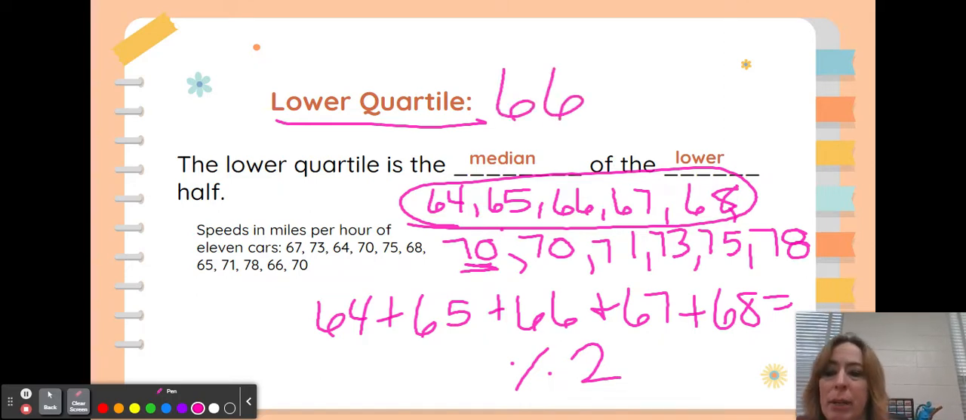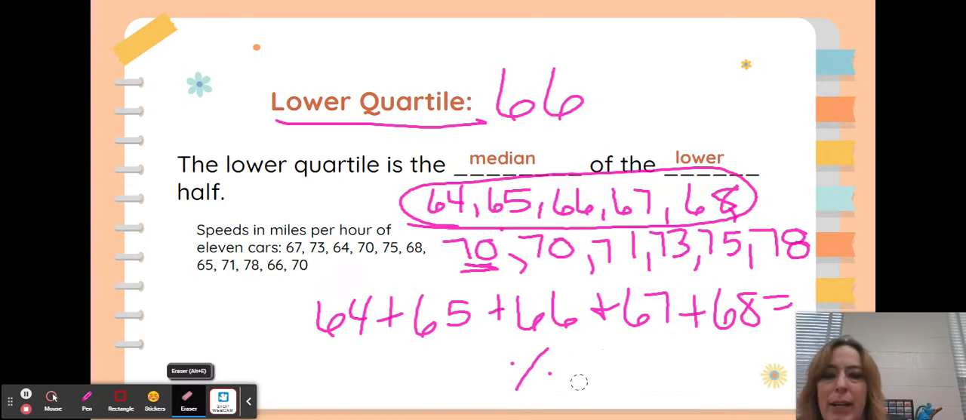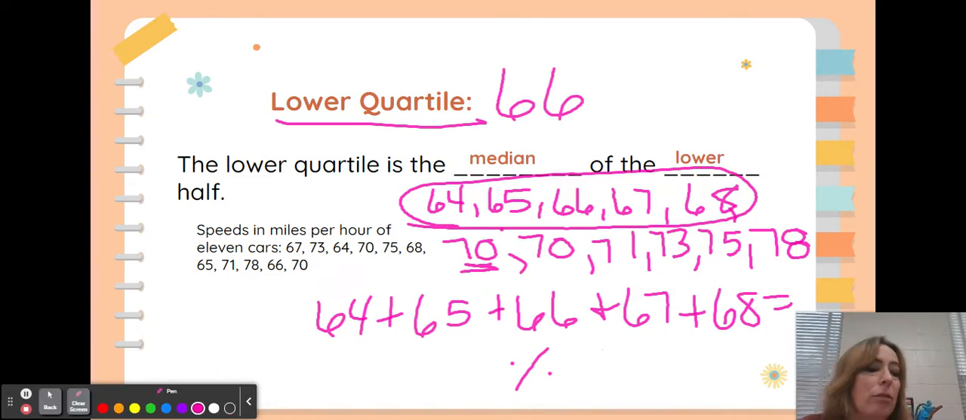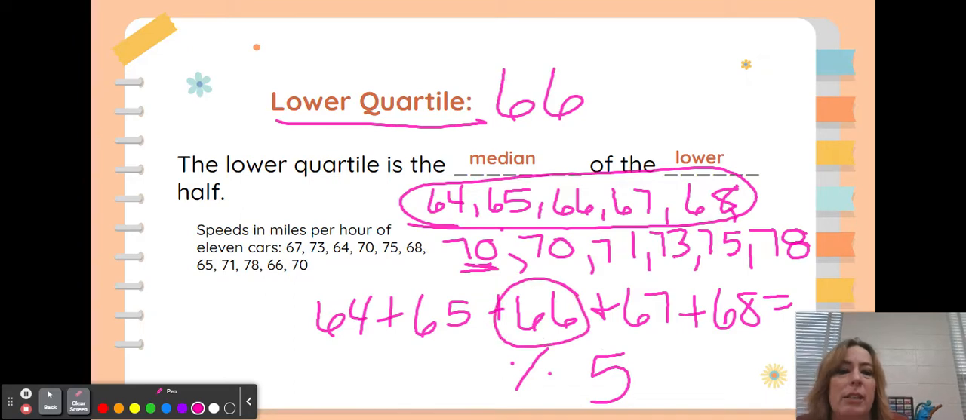Actually, why did I say divide by 2? That is completely wrong. Let me get an eraser. We wouldn't divide it by 2. Gosh, I about steered you wrong. We divide by how many numbers? So we have 5 numbers, okay? Or we can also just see this is the middle one, so the lower quartile is 66, okay?